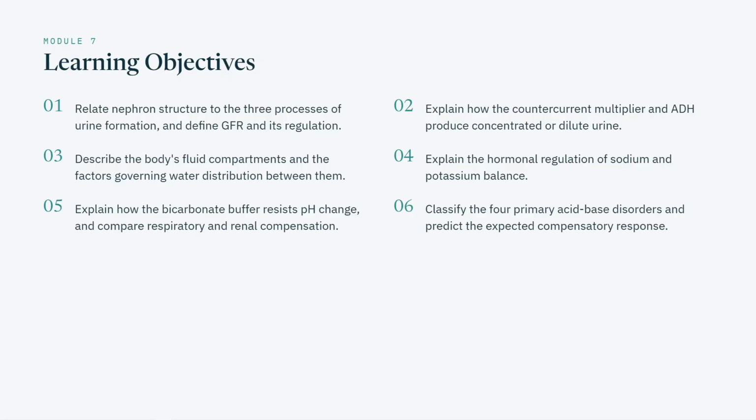We'll start with how the nephron is built and how it makes urine. Then how it concentrates that urine using a clever trick called the countercurrent multiplier. From there, we zoom out to the body's fluid compartments, how water and sodium are balanced, and finally how the kidney and lungs team up to defend your blood pH. By the end, you should be able to classify any acid-base disorder and predict how the body fights back. 6 objectives, don't memorize them now, just know this is where we're headed.